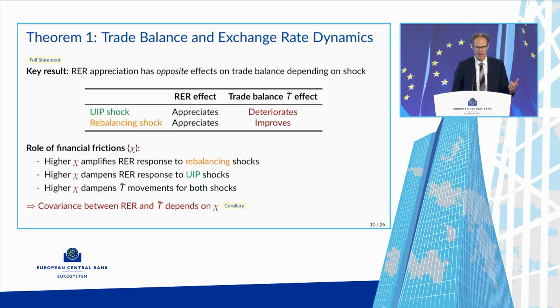Now, the second element you have is this chi, this financial intermediation issue. The higher you make this chi, the more you move away from an incomplete markets economy, a tiny little bit away from that standard formulation, and restrict a little bit the ability to smooth shocks through the trade balance. That's going to amplify the impact that the rebalancing shock has on the real exchange rate, but it dampens the effects of the UIP shock on the real exchange rate. For both shocks, though, the higher chi dampens the trade balance movement.